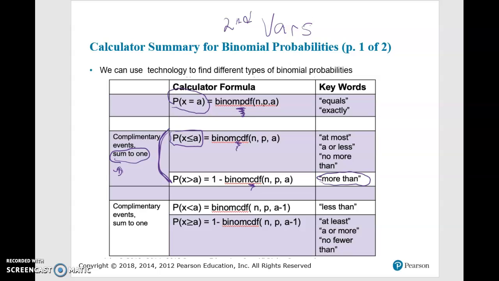Another set of complements we could have would be for the probability that x is less than a. In that case, we're using binom CDF, n, p, and then a minus 1. Because if we're saying less than a certain number, say probability that x is less than 4, well, it couldn't be equal to 4, but it could be 0, 1, 2, or 3. So in that case, instead of a, you're putting a minus 1. The complement to that would be the probability that x is greater than or equal to a particular number a. In that case, we're using the complement, 1 minus binom CDF of n, p, a minus 1.